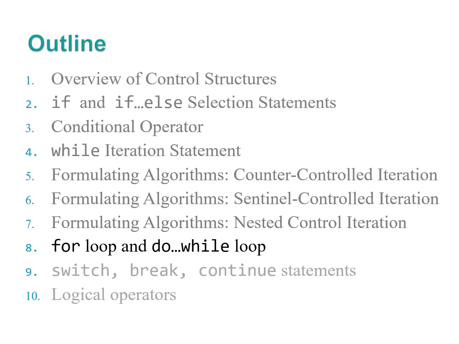In my videos for parts 2 and 3 of control structures, I had explained the while iteration statements as well as different ways to formulate algorithms that have loops. In this video, I will cover two other iteration statements, including the for loop and the do while loop.